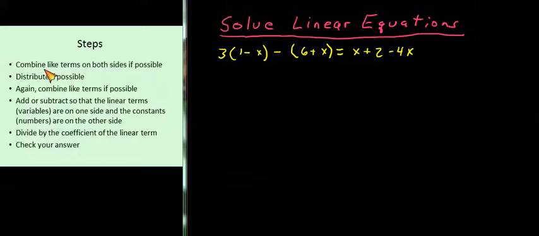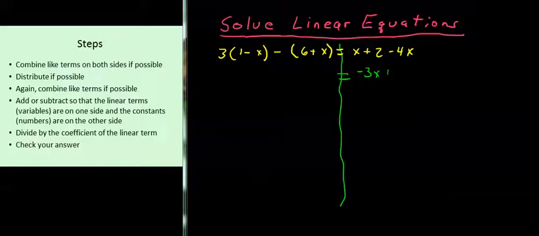And step one, combine like terms. So, I'm going to draw my fence. On the left side, no like terms. On the right side, x minus 4x is negative 3x plus 2. There's a 1 in front here, and 1 minus 4 is negative 3. 3 times 1 minus x minus 6 plus x.